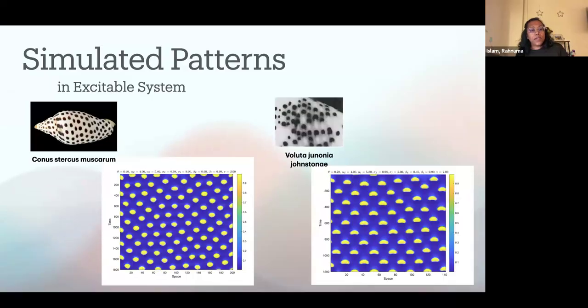This is from the excitable system. You can see these spots are more circle-shaped, which kind of matches this pattern. If you change the decay rate of the excitatory a little bit, that circle in the next picture can look like a crescent shape. That looks more like the pattern that we see in the Johnston eye.